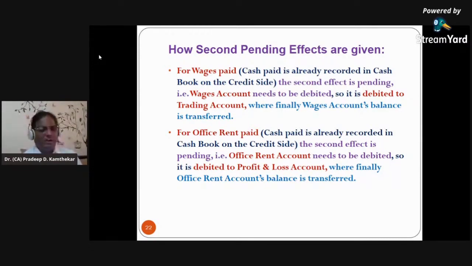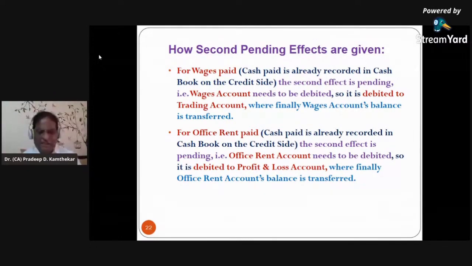Why to trading account? Because in your double entry bookkeeping system, when you have a trial balance and on the debit side, you have wages in the debit column, that you show in the trading account debit side, because it is the place where wages are finally recorded at the end of the accounting year.